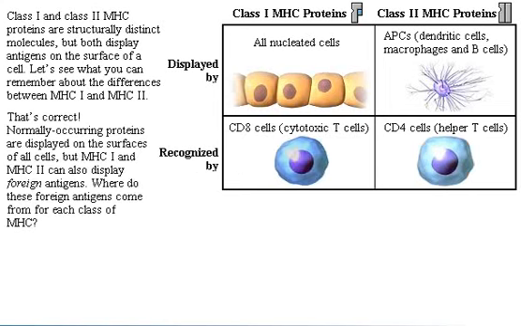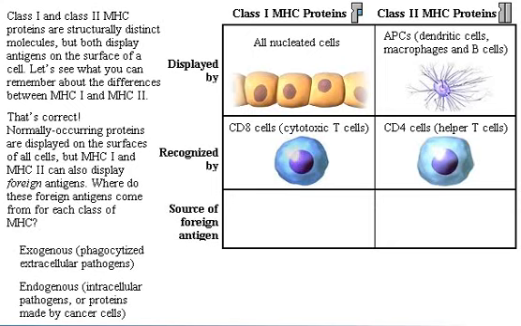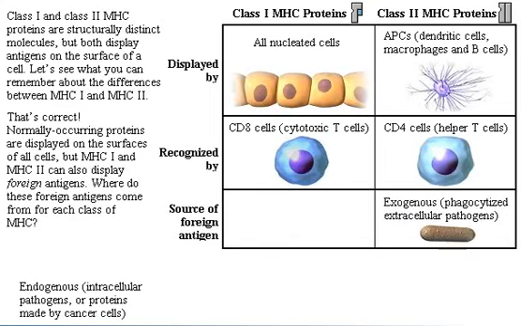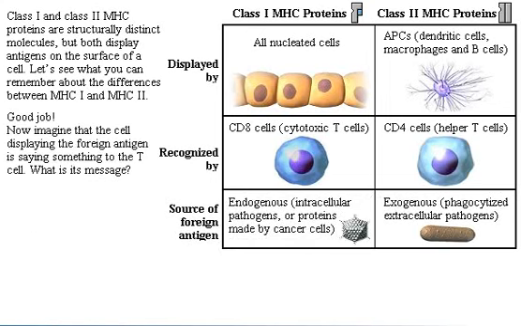That's correct. Remember that normally occurring proteins are displayed on the surfaces of all cells. However, MHC1 and MHC2 can also display foreign antigens. Where do these foreign antigens come from for each class of MHC? Good job! Now imagine that the cell displaying the foreign antigen is saying something to the T cell. What is its message?